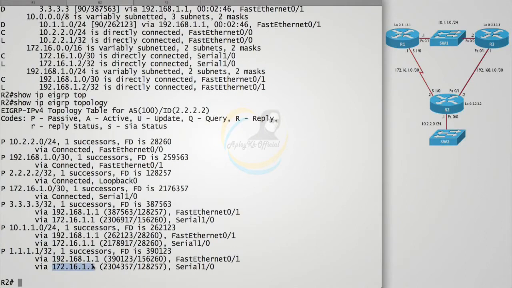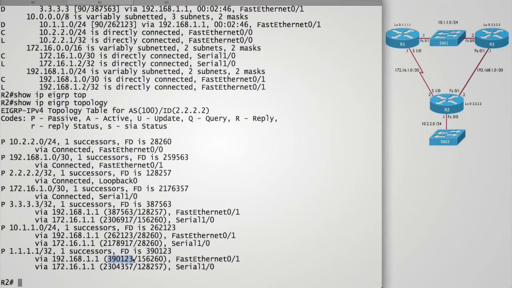Why are we going via R3? Because the feasible distance is less than going directly to R1. And that's why this path via R3 is injected into the IP routing table, because it has a feasible distance of a little over 390,000, while the path to R1 has a feasible distance of over 2.3 million. However, with EIGRP, we can say that we want to load balance across these paths even though they have an unequal cost. Here's how we do it.